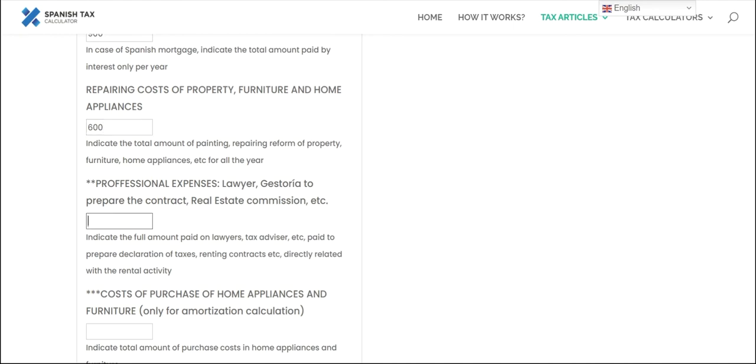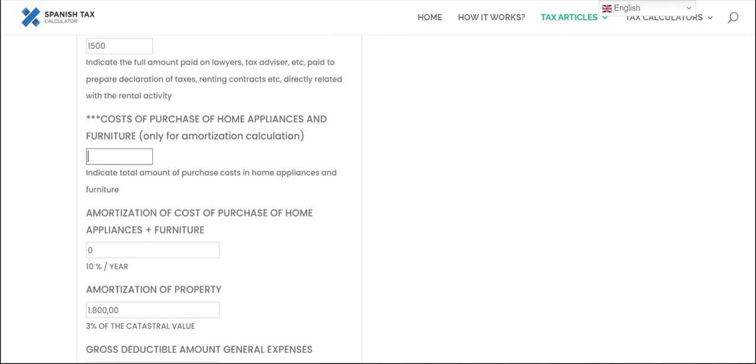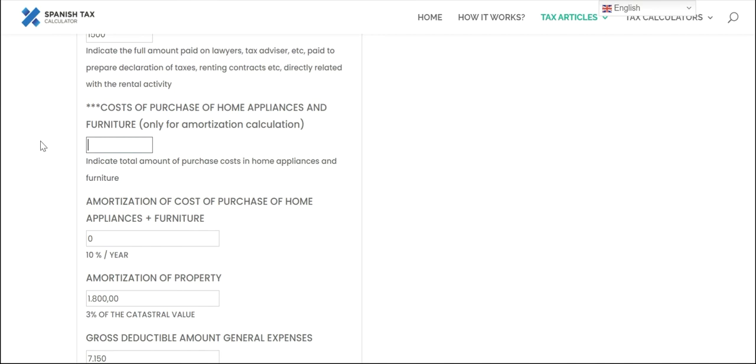You have paid 500 euros for the tax advisor to help you declare these taxes, and you have also paid another 1,000 euros for the agent to help you market the property and obtain the rent. So in this case, you add the full amount paid for these professional expenses, which will also be part of the deduction side of the tax.